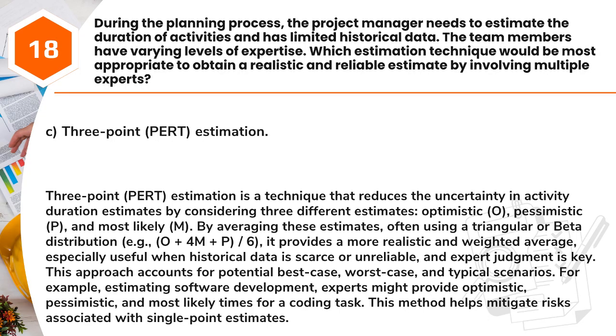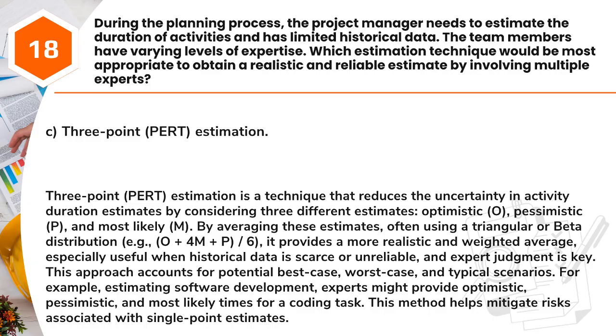Answer: C. 3-point, PERT estimation. 3-point, PERT estimation is a technique that reduces the uncertainty in activity duration estimates by considering 3 different estimates: optimistic, O, pessimistic, P, and most likely, M.